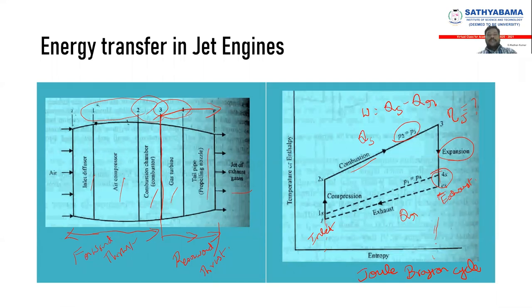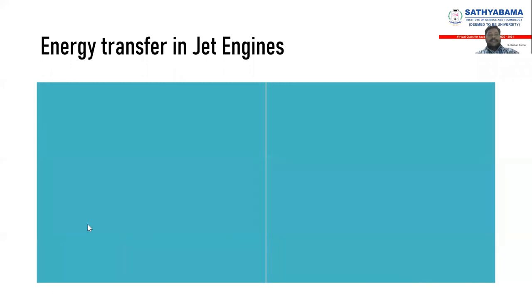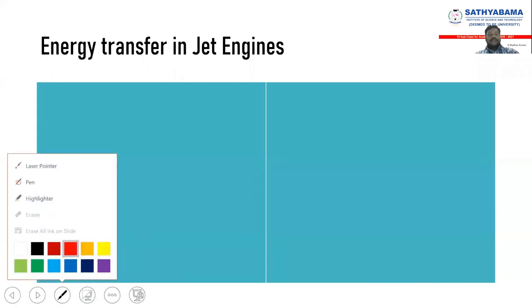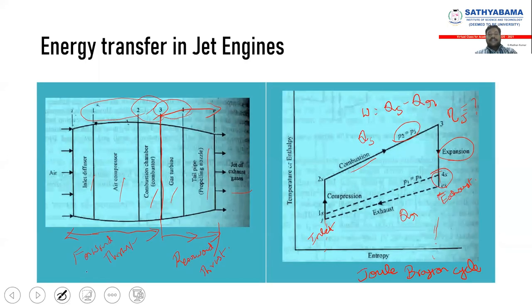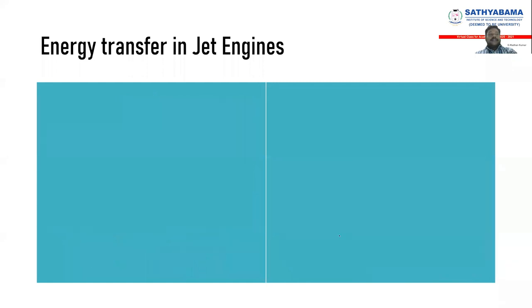Okay, now we are going for energy transfer in jet engines. In this, we are going to derive the energy transfer. First, using this enthalpy-entropy diagram, the first phase is called the inlet.